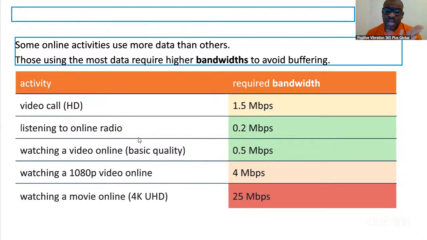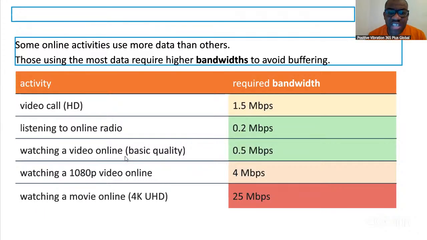So just to look at some real life activities that we actually do on the internet. If you're making a video call, it is going to use up 1.5 megabits per second. So imagine if you have just 3 megabits per second as your bandwidth and two people trying to make a video call. The calls are now going to start lagging, because you only have 3 megabits per second. To listen to an online radio takes just about 0.2 megabits per second. That's only about 200K.